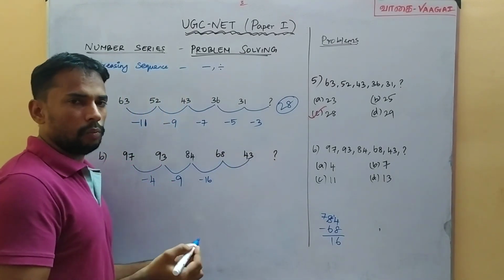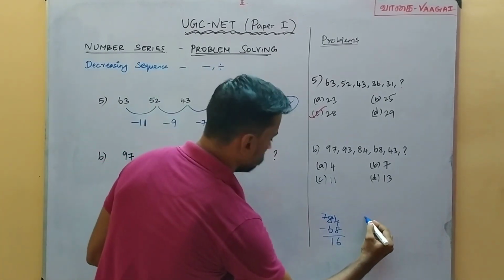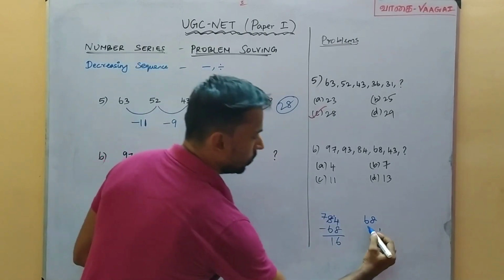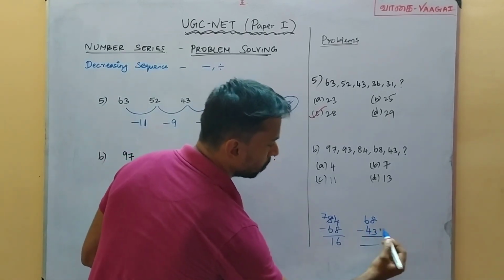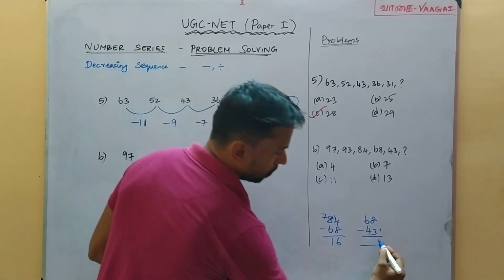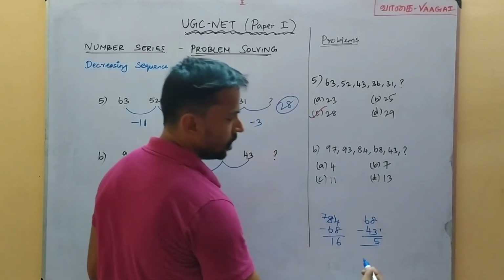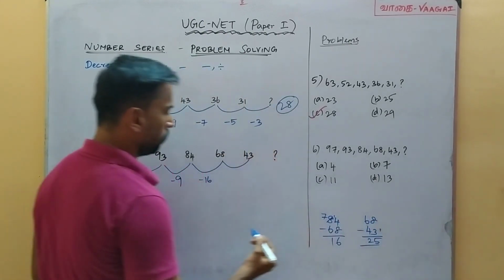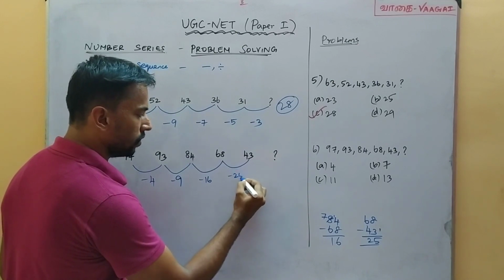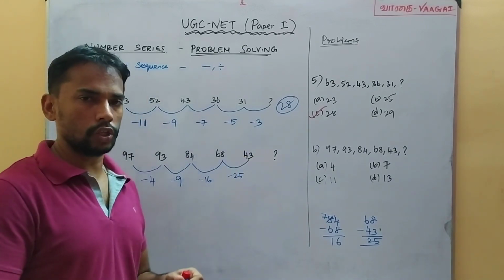68 to 43. How much is getting subtracted? If you want, we can do it separately. 68 and then 43. This is easy for us to subtract. So 8 minus 3 is 5. And 6 minus 4 is 2. That means they have done minus 25 here. Yeah, so far it is over.